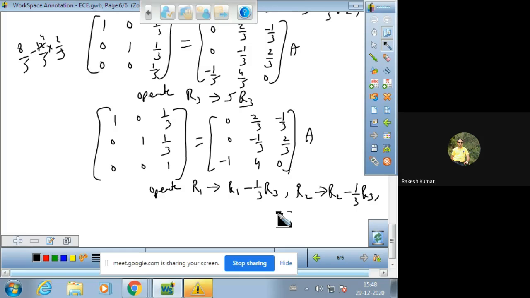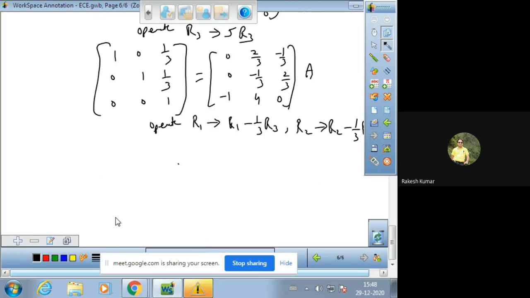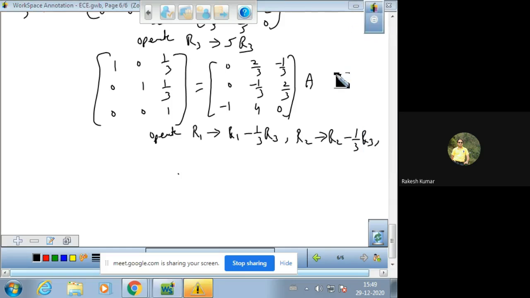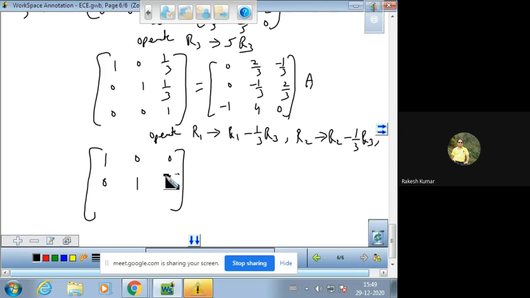What will you get? You will get R1 minus 1 by 3 R3. 1 minus 0 times 1 by 3, that will be 1. This is 0, this is 0 now. And this comes out to be 0, this comes out to be 1, and this comes out to be 0, and this is 0, 0, 1. लेफ्ट हैंड साइड पर आई मैट्रिक्स आ जाता है हमारे पास. अब यहाँ पर हम लोग इसका ऑपरेशन लगाते हैं, और that is R1 minus 1 by 3.